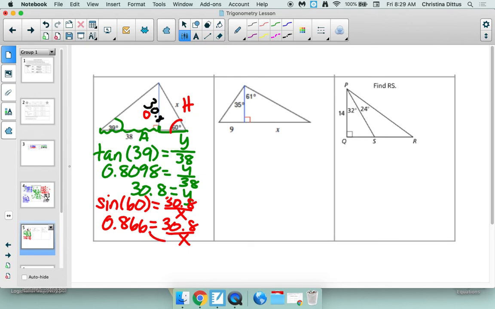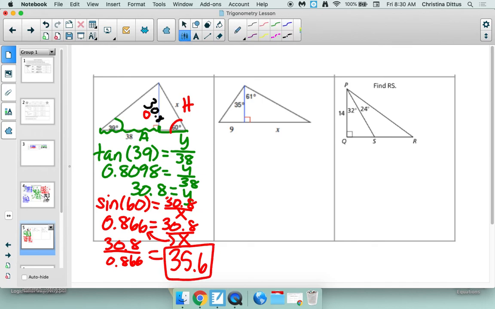Flip your decimal and your x. So what I'm gonna put in my calculator is 30.8 over 0.866. How big is my side? 35.6. Does that sound good to everybody else? Does that seem reasonable if my other sides are 38 and 30? Good deal. Guys, I'm excited for today.